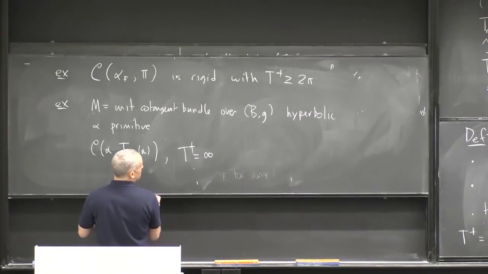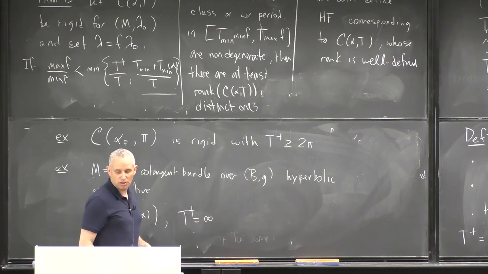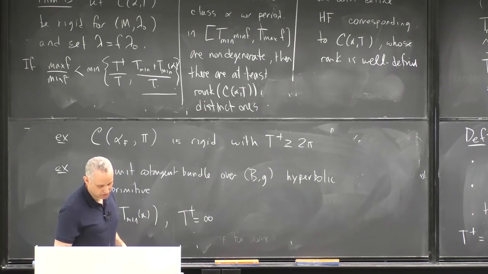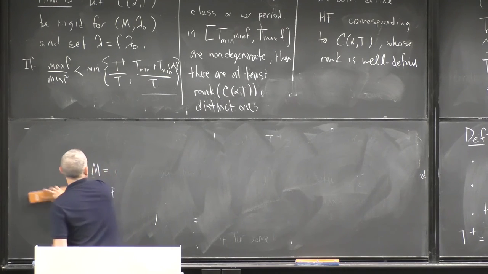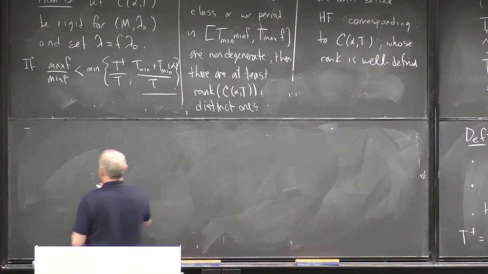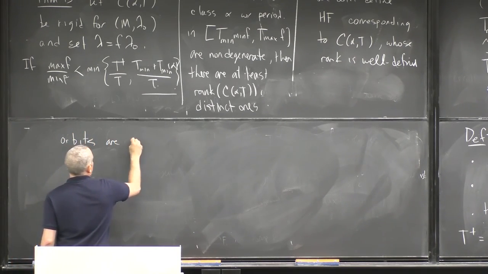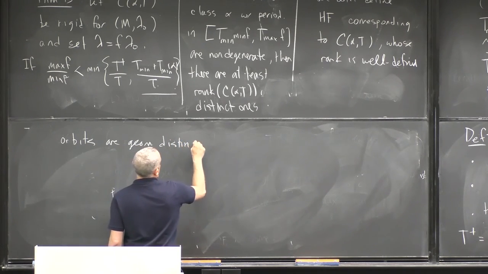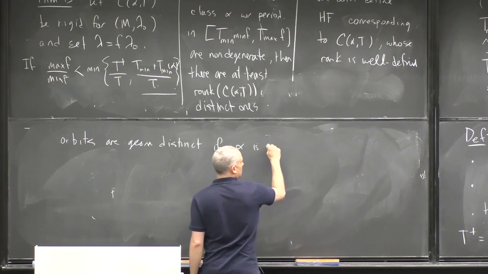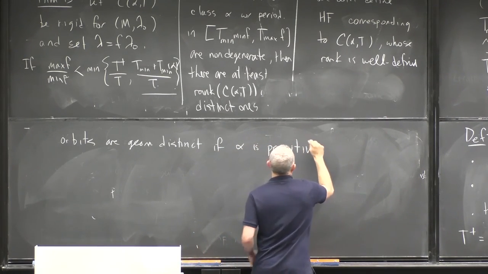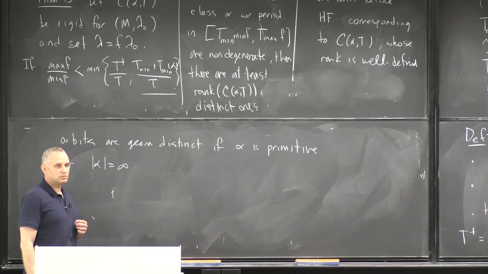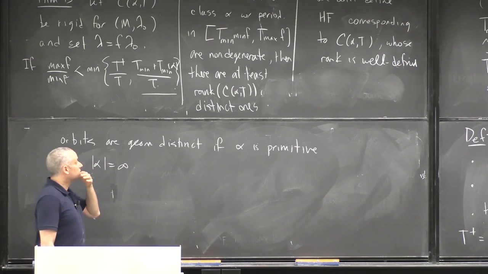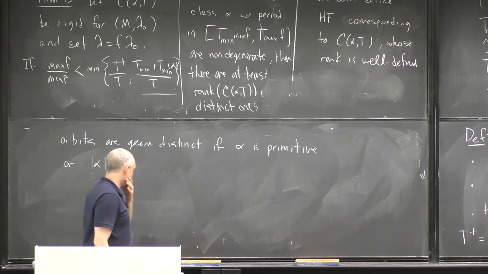All right? So compared to the other statements, this is only half a statement because we don't have conditions for when things are geometrically distinct, but the assertions are roughly the same. So let me just finish by stating them, and then I'll do examples and proofs next time. So the orbits are geometrically distinct if the class alpha, again, if either of these two conditions are met, if alpha is primitive or the order of alpha is infinite. So there are reasonable topological conditions under which we're getting geometrically distinct orbits.